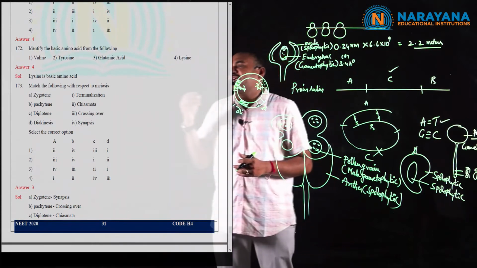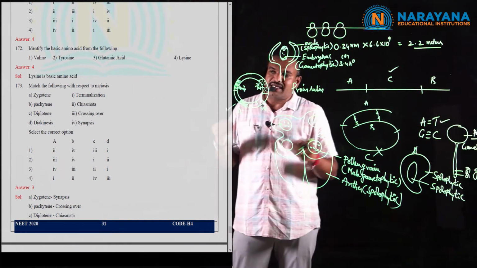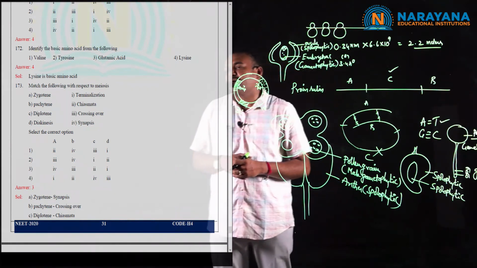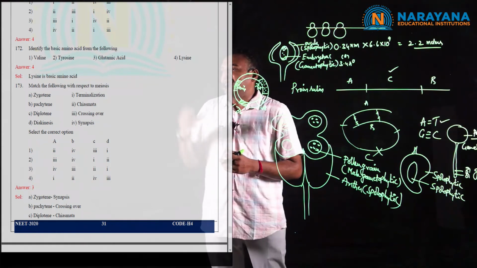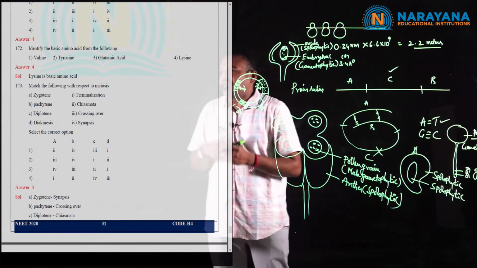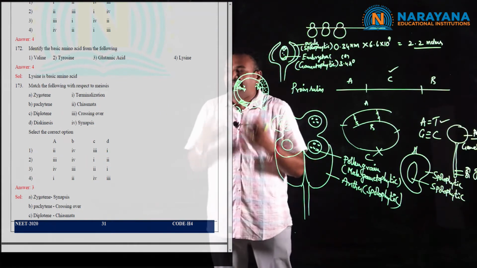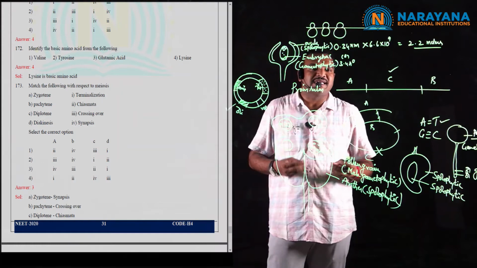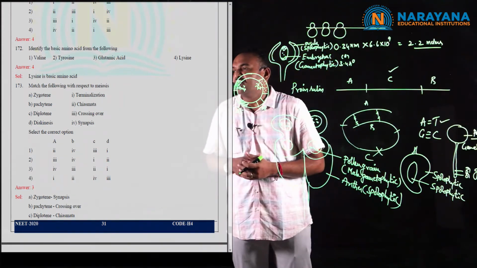Here we can discuss question 172: identify the basic amino acids from the following. It is a very straightforward question from biomolecules, the second question from biomolecules if you observed. The first one is valine, a neutral one, and tyrosine, and glutamic acid, that is an acidic amino acid, and lysine is the basic amino acid. That means the right option for question number 172 is the fourth option.